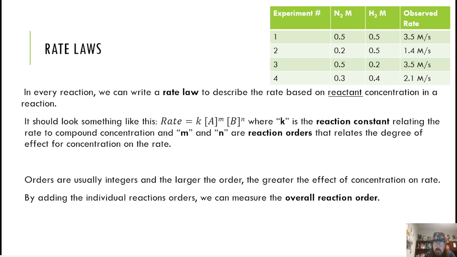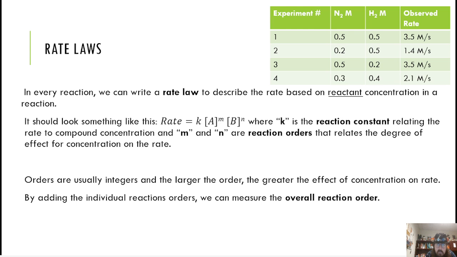Now, this rate law will help us understand what is actually going on, but this must always be determined experimentally. A rate law for a given reaction should look something like this: rate equals some constant k, which is what we call the little k, called the reaction constant.